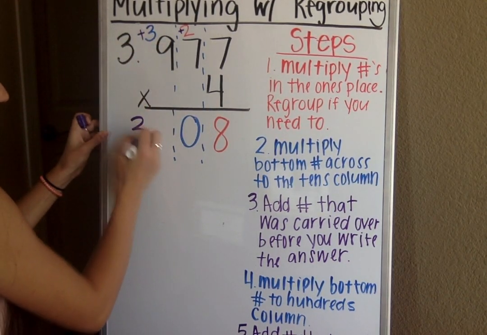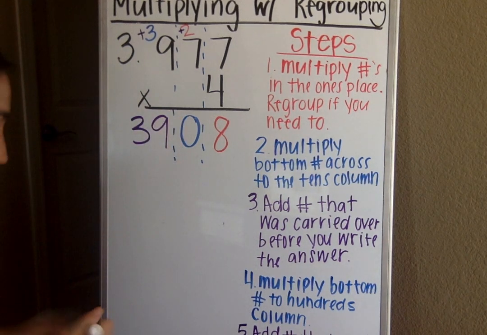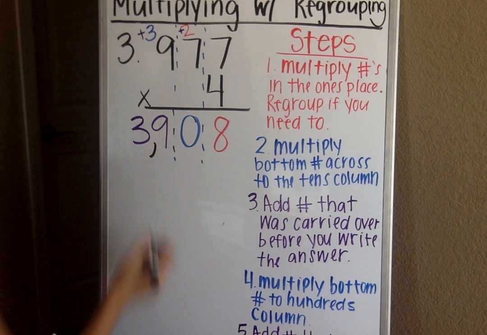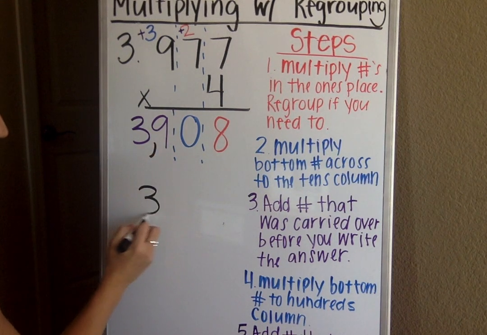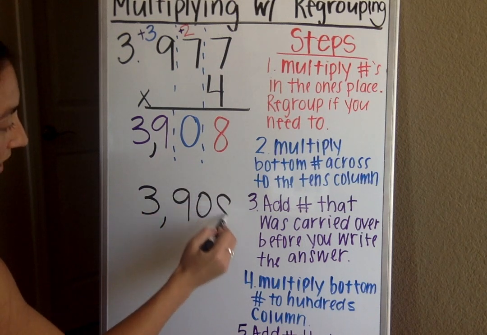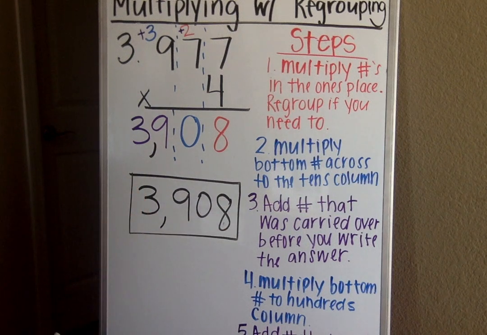And because I am done multiplying, I can finally put both of the numbers. Again, I have to count 3 back, 1, 2, 3, and put my comma. And now your answer is 3,908. And then you box, and then you've got your answer.